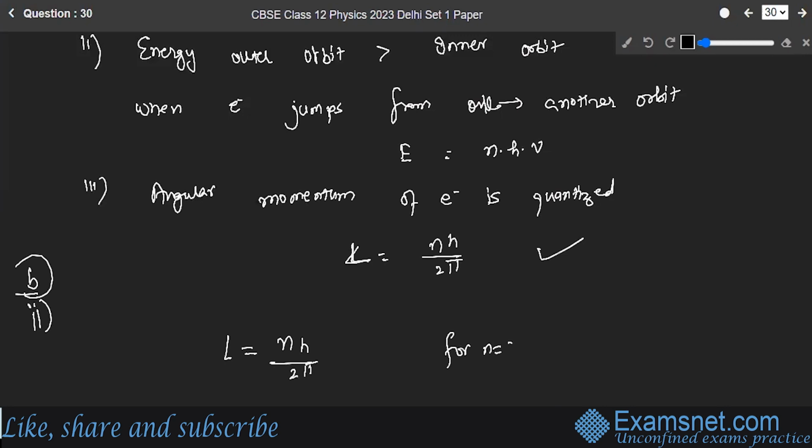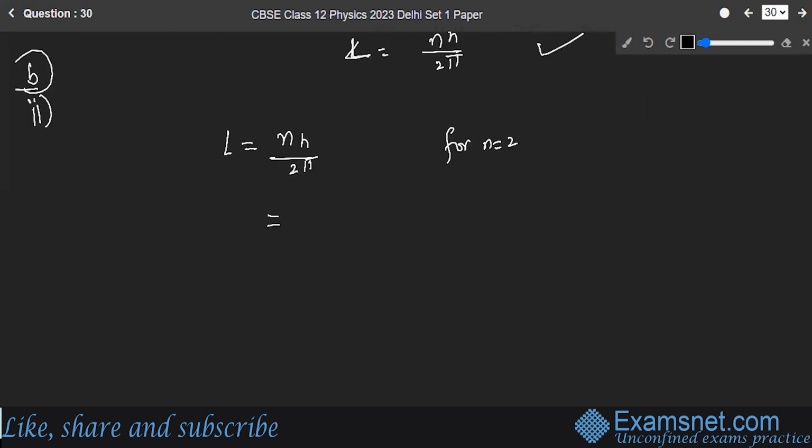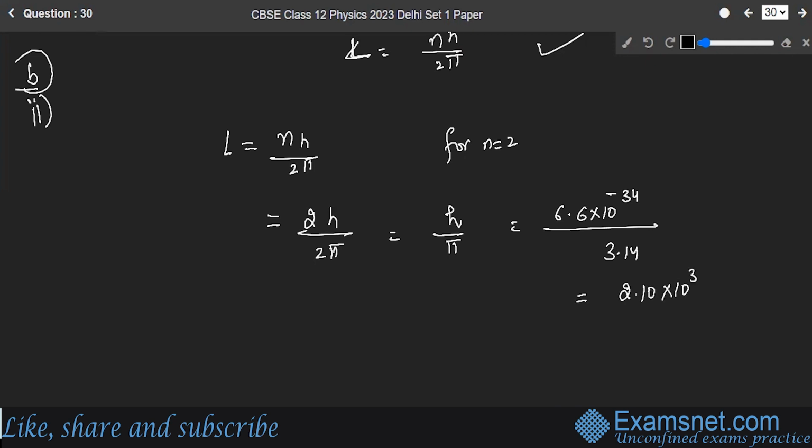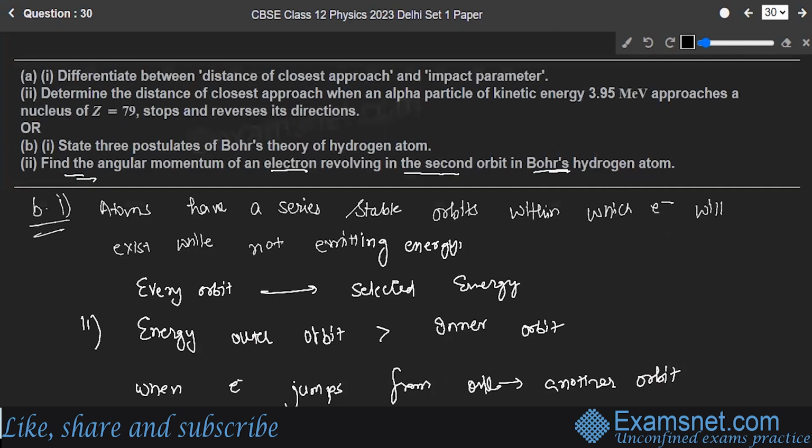So here n is equal to 2. This will be equal to 2 into h upon 2 pi, which is equal to h upon pi. h is 6.6 into 10 raised to power minus 34, divided by pi. On solving this will give you 2.10 into 10 raised to power minus 34 kg meter square per second. So this is the answer to the question. Hope you're clear with this. Let's move to the next question.